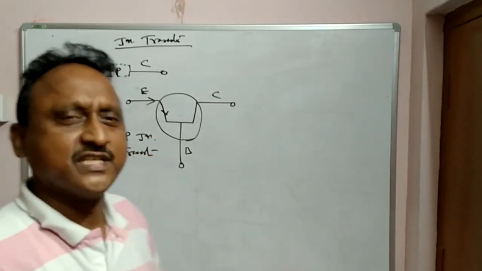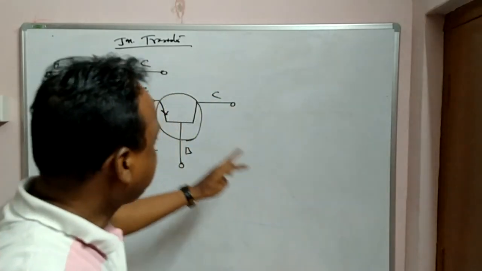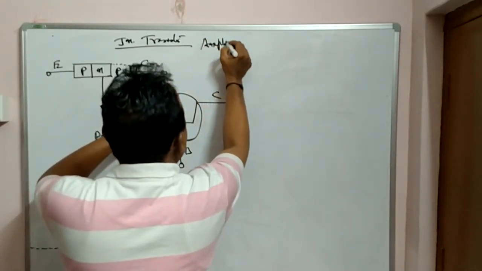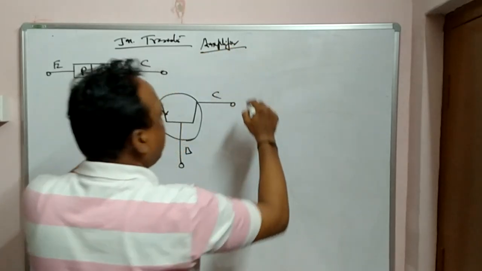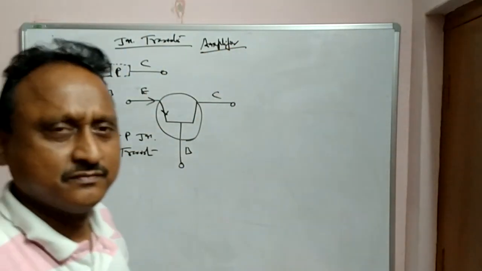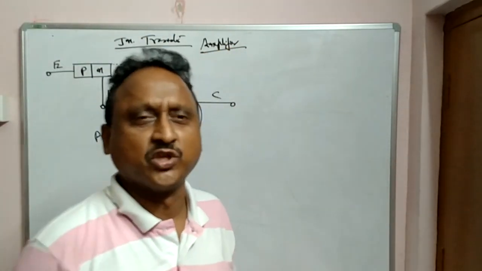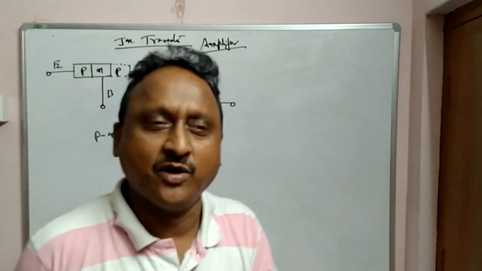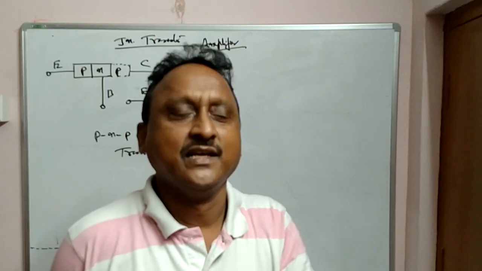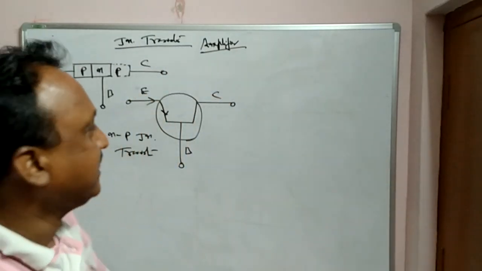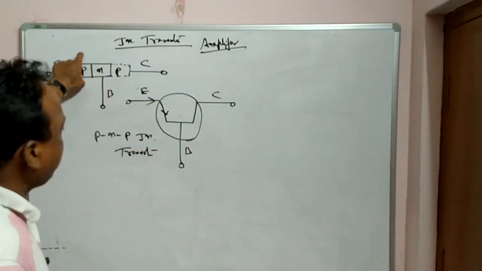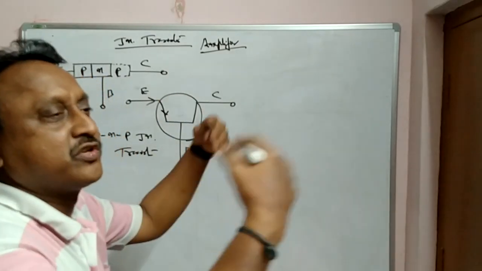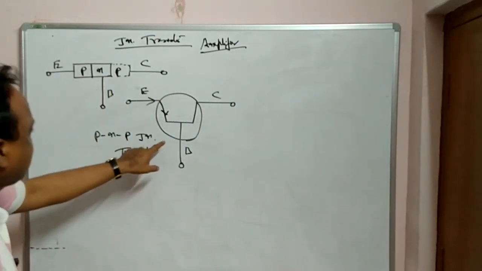Now what is the use of this PNP and NPN? Junction transistors are mainly used as amplifiers. That means to increase the sound 100 times or 1000 times. That is called amplification. Whereas PN junction diodes are used as rectifiers, AC is converted into DC, direct current. Here, these PNP or NPN junction transistors are used as amplifiers to increase sound 100 times. So this is the circuit diagram.